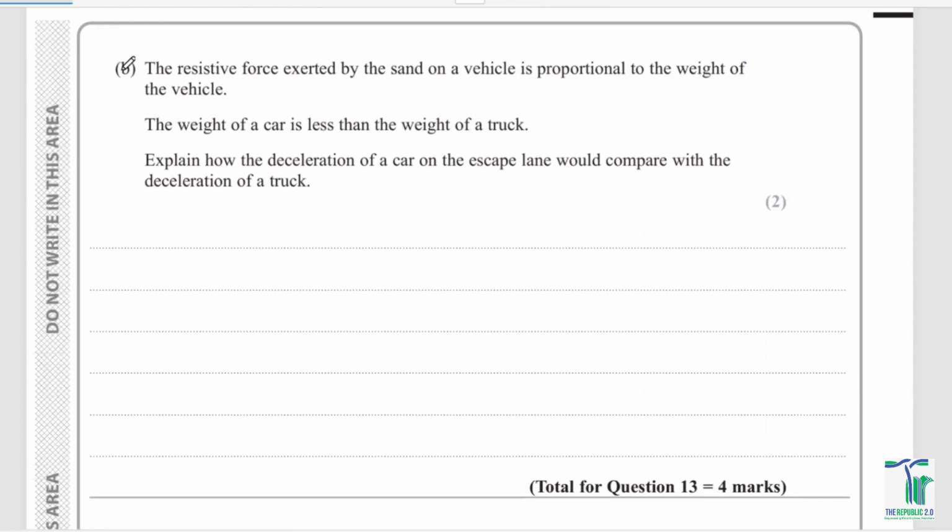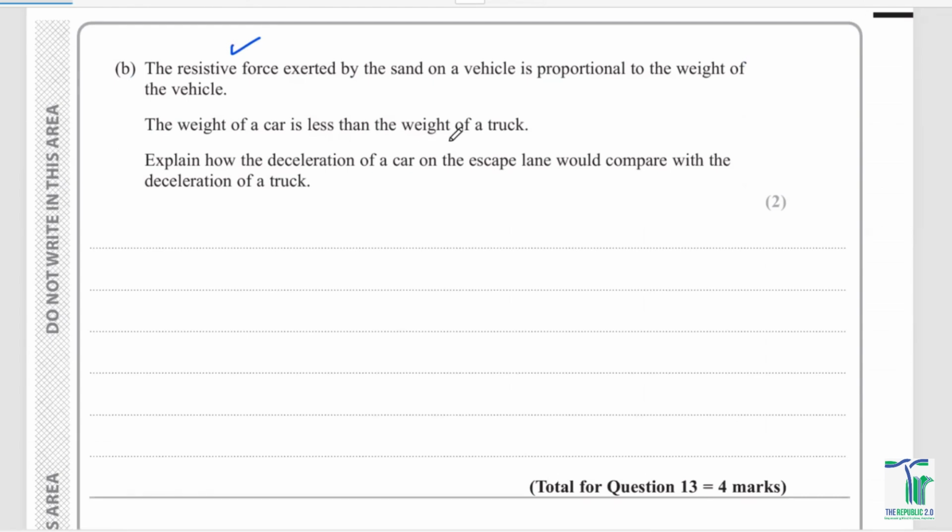Now, you have got this B part. The resistive force exerted by the sand on a vehicle is proportional to the weight of the vehicle. The weight of the car is less than the weight of the truck. Okay, weight is less than the truck, right? Explain how the deceleration of a car on the escape lane would compare with the deceleration of the truck.